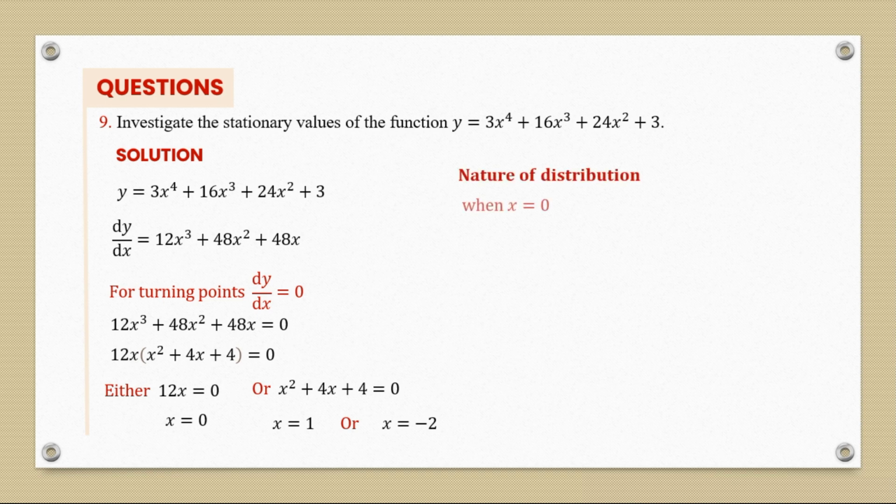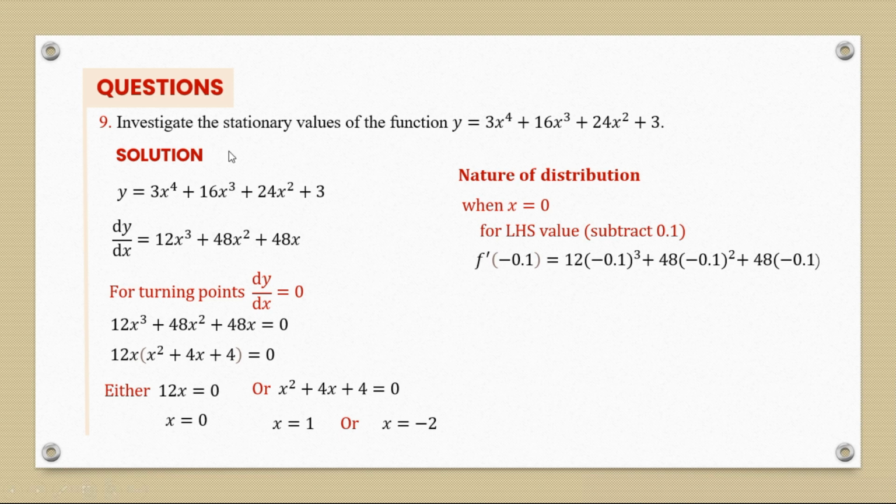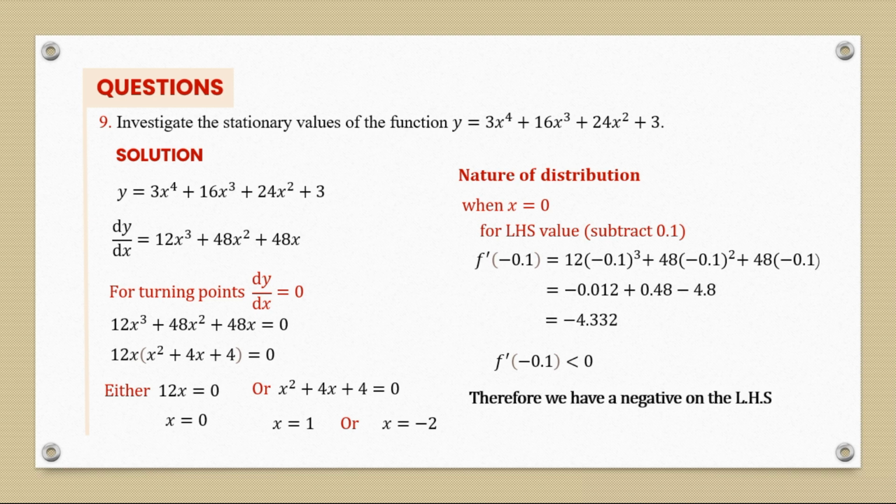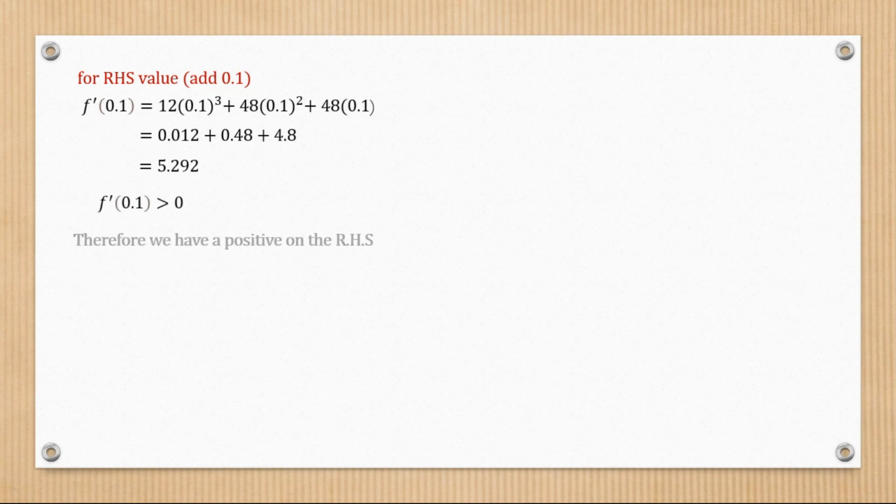So let's look at the nature of the stationary point when x is 0. For the left hand side, we're going to subtract off 0.1. 0 minus 0.1 will give me negative 0.1. So this is the function that we shall be using, because this is the first derivative of y. So plug in negative 0.1, and I'll get negative 4.332. So this value is less than 0, therefore we have a negative on the left hand side. Let's look at its right hand side value, and we're going to add 0.1, and then I'll have 5.292, and this value is greater than 0.